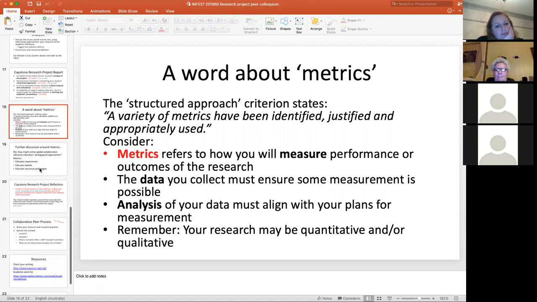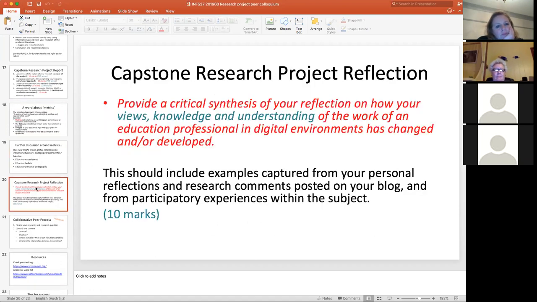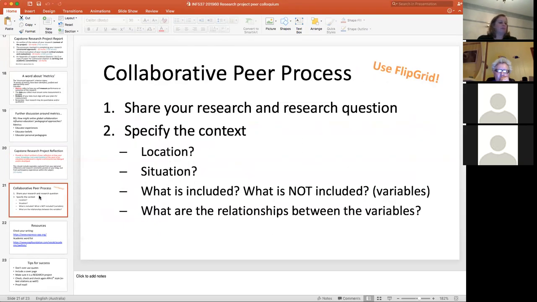I've got just a couple more things here. We're over time, but let's keep moving. I've said that bit about my research. Oh, the blog post. This is the blog post, a critical reflection on how your views, knowledge and understanding of the work of an education professional, et cetera. This is all in the subject outline. So look, you're 600 words, you're open to write anything that's critical and evaluative, and reflective. That's fine.